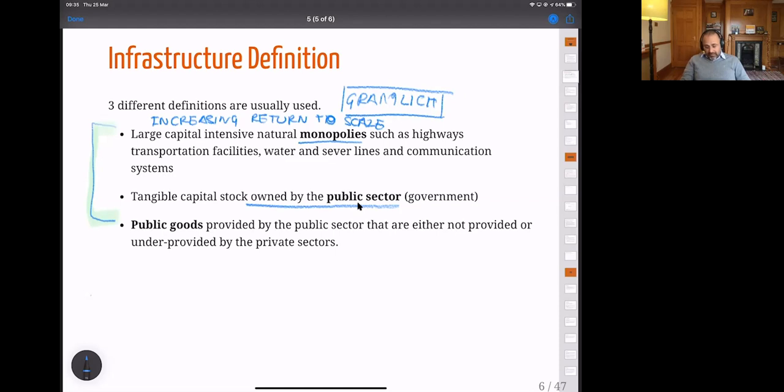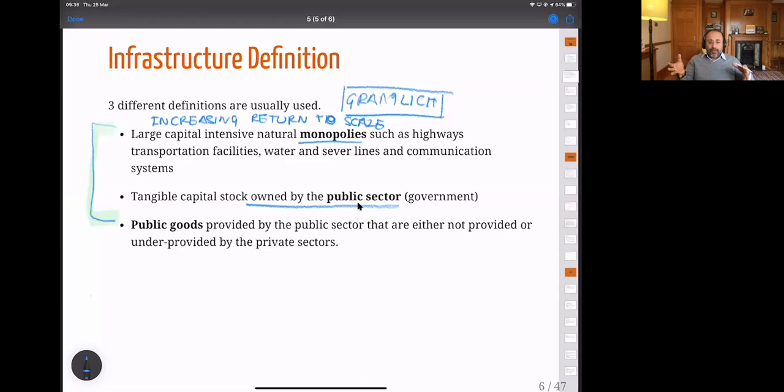The third definition is kind of a mishmash, which says public goods provided by the public sector that are either underprovided or not provided by the private sector, right? So the third definition is about public goods, and it captures more because it captures law and order as infrastructure, right? Without law and order, everything will fall apart. It's not physical, but it's equally important. Healthcare is social infrastructure. Education is social infrastructure.